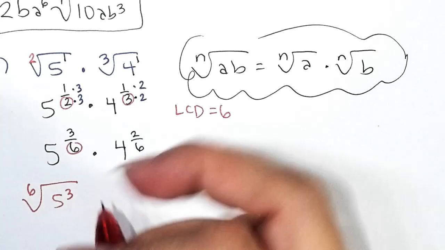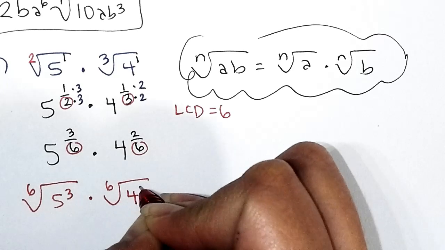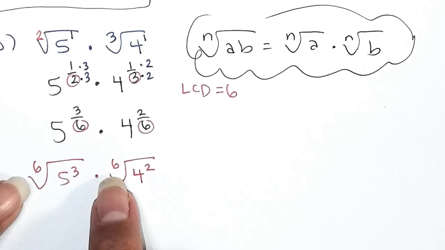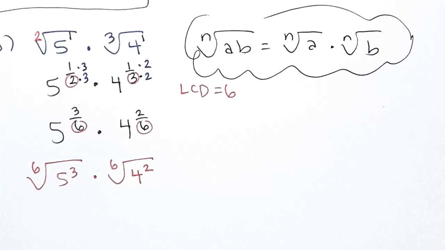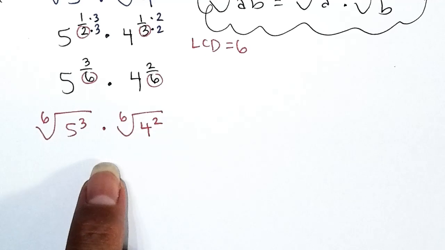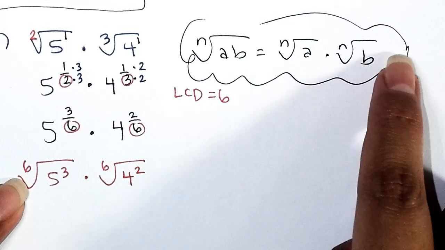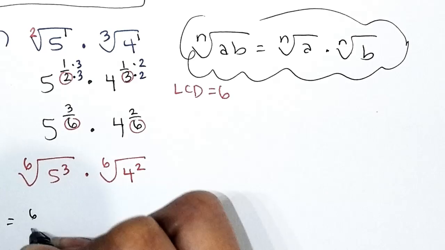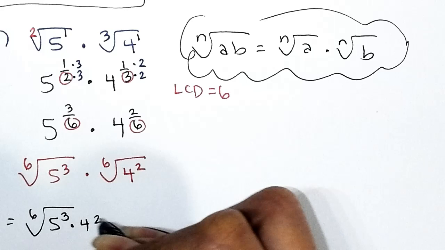What's going on with that? We're going to multiply it by the 6th root of 4 squared. Cool. Now, thanks to our hard work, now that the denominators are the same, we can multiply. I'm going to say my piece later. So we have the 6th root of 5 cubed times the 6th root of 4 squared. Now that the indexes are the same, let's use the product rule for radicals in reverse to house it under one roof. This gives us the 6th root of 5 cubed times 4 squared.